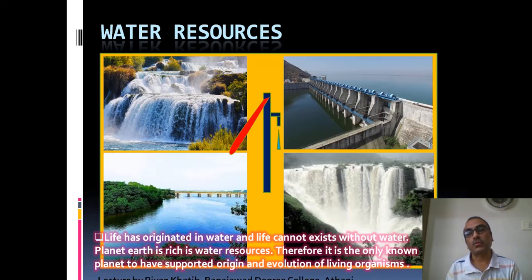Therefore, water resource becomes one of the important things to discuss, and in this session we are going to know how important the water resource is and what is the condition of our water resource, and how to protect it from getting polluted or from getting depleted from the available water resources.